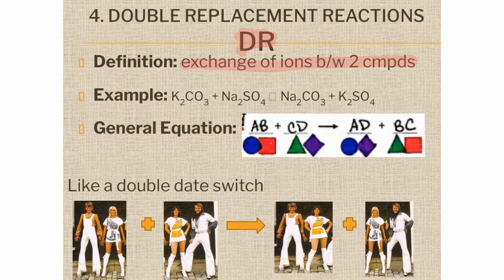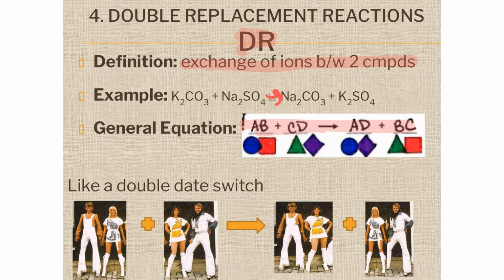A double replacement is defined as an exchange of ions between two compounds. For example, we have K2CO3 plus Na2SO4 yields Na2CO3 plus K2SO4. And the general equation is AB plus CD yields AD plus BC. So it's kind of like a double date switch.